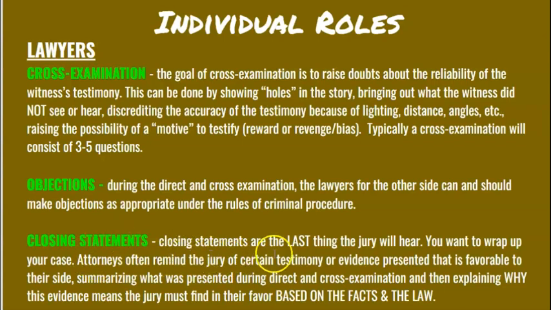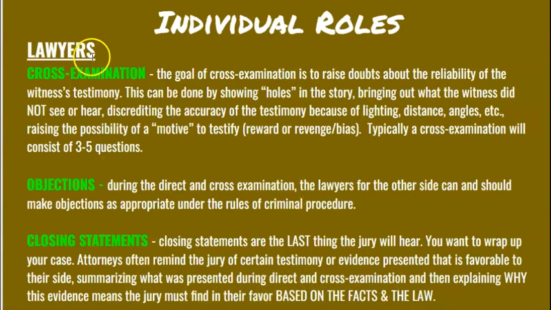And then the closing statement. One of you will do the closing statement, and that's the last thing the jury will hear. You're going to wrap up your case. You're going to summarize the testimony that was heard, right? You want to bring out certain testimony that you think is particularly persuasive and favorable to your side by summarizing what was presented. You can include cross-examination. So if you had a particularly successful cross-examination, you might want to point out that that witness can't be relied upon. And then you explain that the evidence means the jury must find in your favor based on the facts and the law.